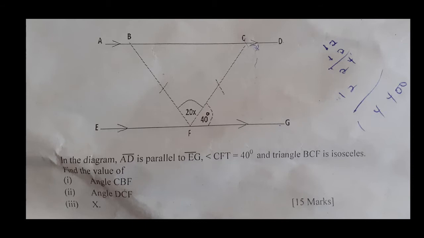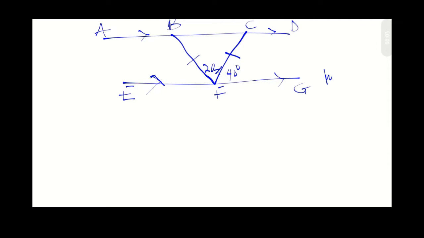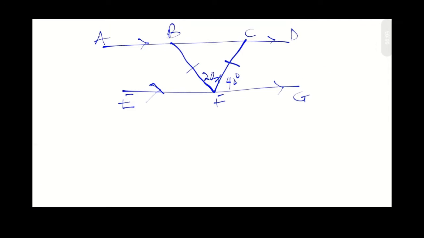A big part of the question reads, in the diagram we are seeing, AD is parallel to EG, angle CFG equals 40 degrees, and triangle BCF is isosceles. Find the value of I, angle CBF, II, angle DCF, and then the value of X. So we see 20X there, so we are going to find the value of X. Okay, so we redraw our diagram.